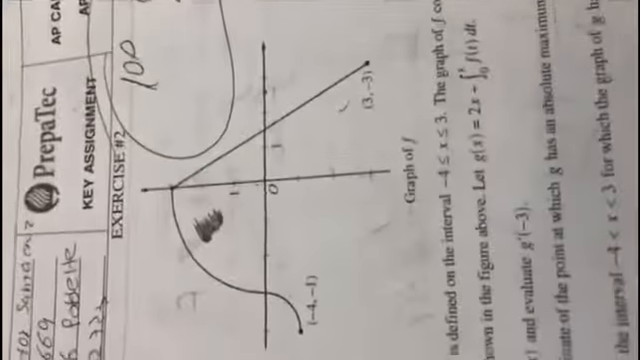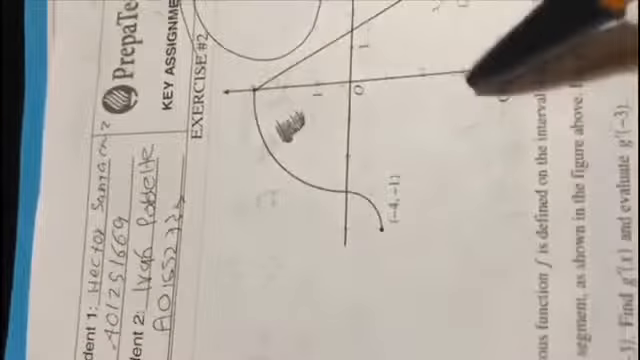The second one asks to determine the x-coordinate of the point at which g has an absolute maximum. So to do this, first we need to set the g derivative equal to 0. So this will be 2 plus function f equal to 0. So then function f is equal to -2. So we need to check where in the graph f is equal to -2.